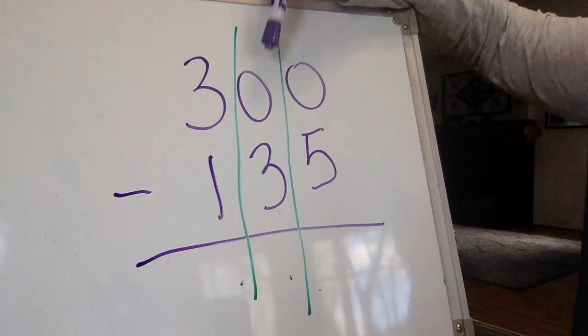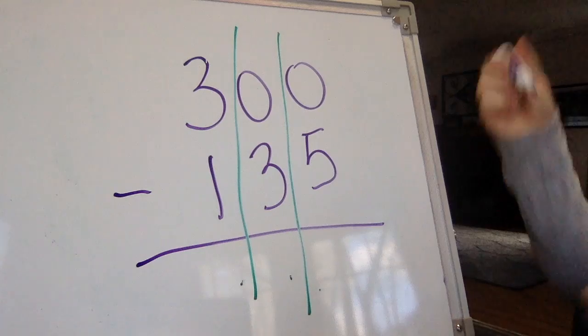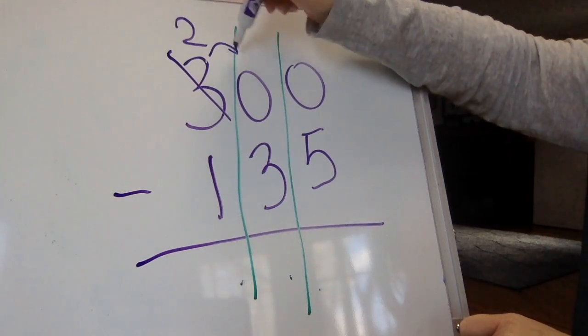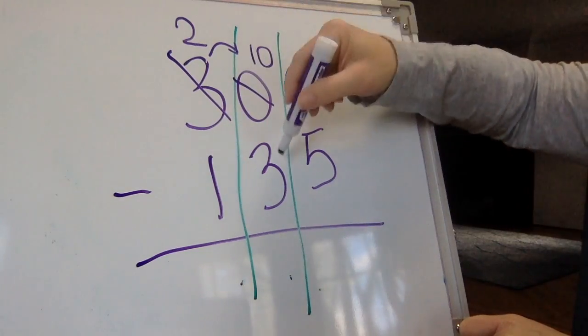But look what happens when I come to my tens. They don't have any there. So I'm going to have to go over to my hundreds. I'm going to cross off that 300 and make it 200. I'm going to bring those 10 tens over, that 100 I'm bringing over. So now I have 10 tens minus 3 tens.